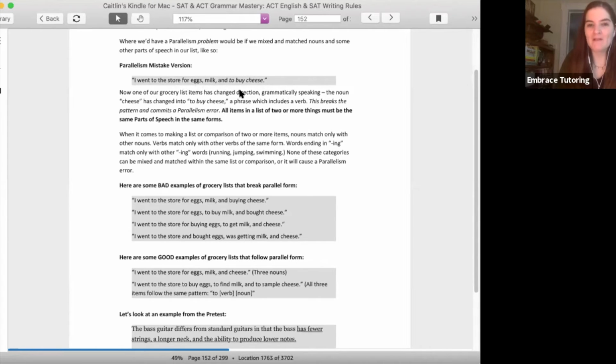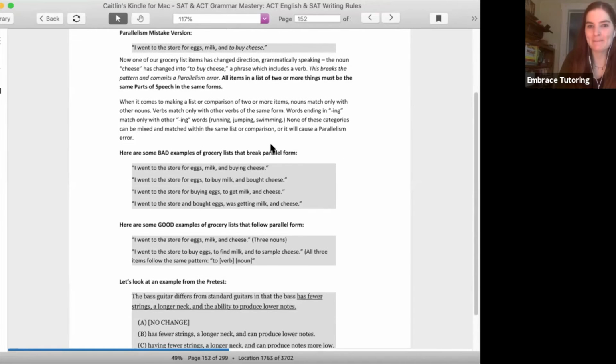So having the extraneous infinitive of the verb to buy is a parallelism error, because it's not something that falls into the category of noun, which is what you need in this series. Does that make sense?